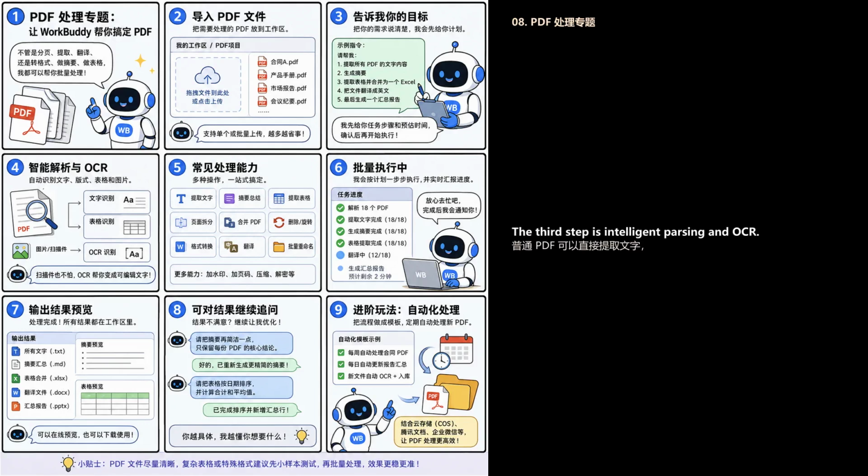Normal PDFs can directly provide text. Scanned or image-based PDFs require OCR. For table PDFs, specify which fields to extract, which columns to keep, and how to handle cross-page tables and empty values.